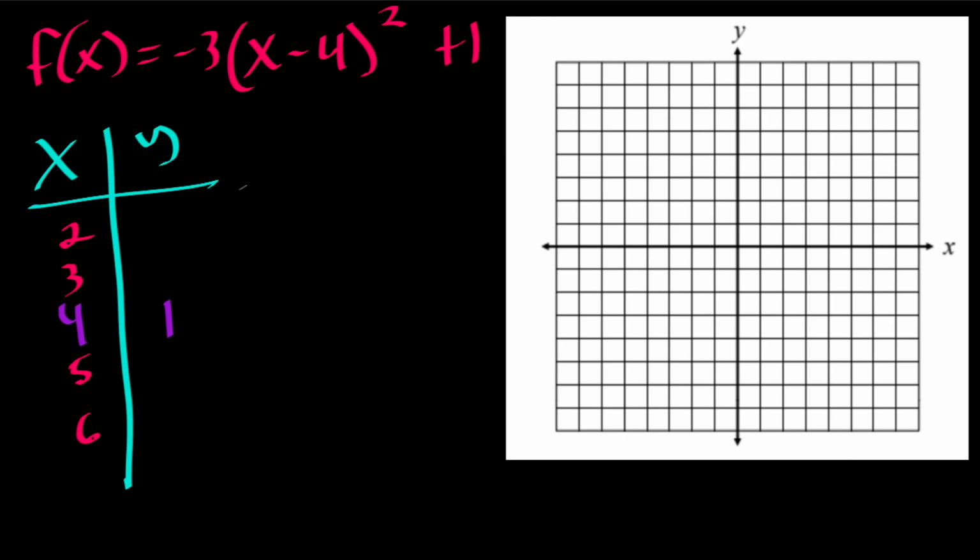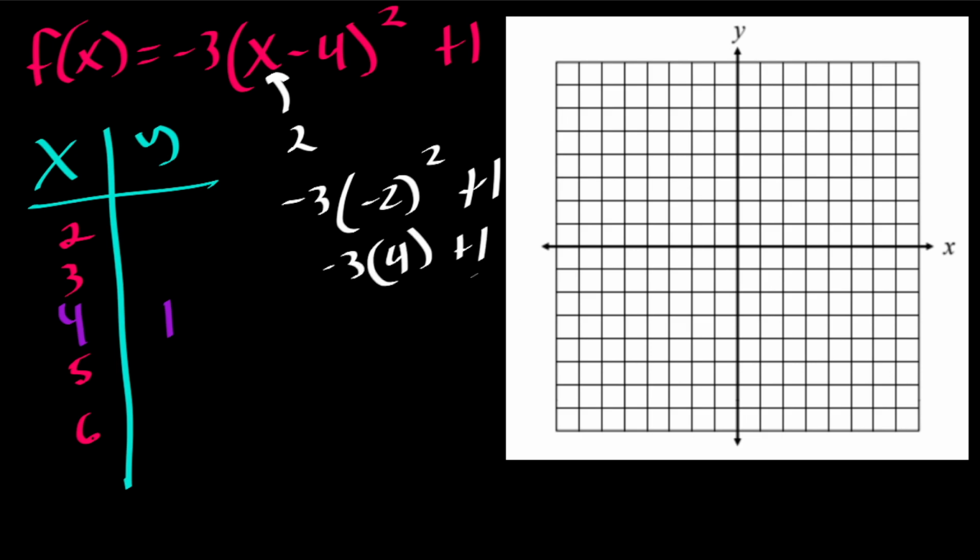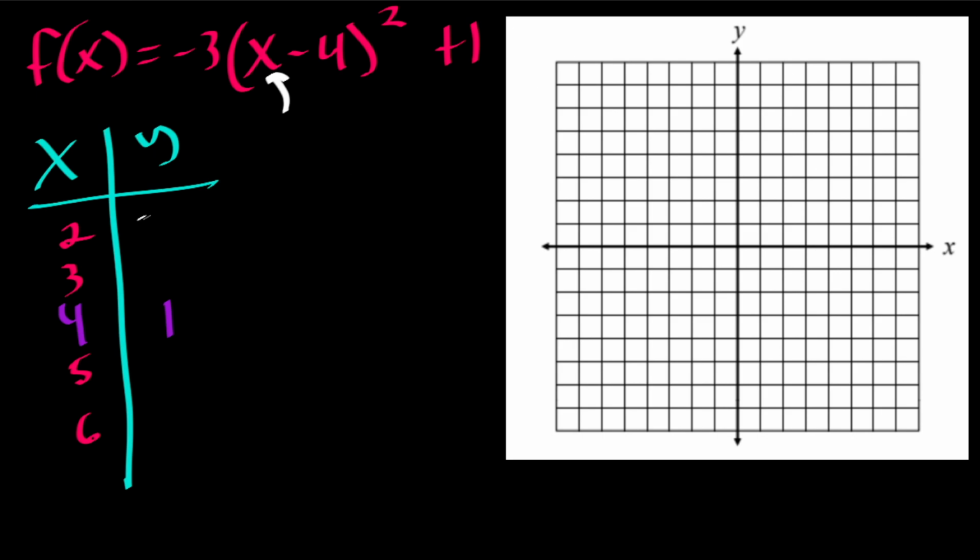So let's plug in 2 first. If I plug in 2 for x, let's see, negative 3 times, 2 minus 4 would be negative 2 squared, plus 1. So that would be 4 times negative 3 plus 1. So that's going to be negative 12 plus 1, which is negative 11. All right, so 2 is negative 11. And here's the good thing for us. If 2 is negative 11, then that means 6 is also negative 11.